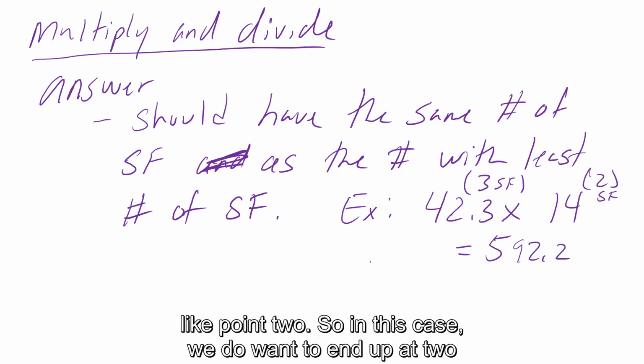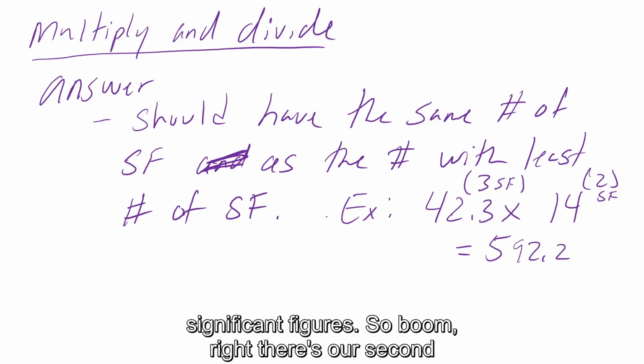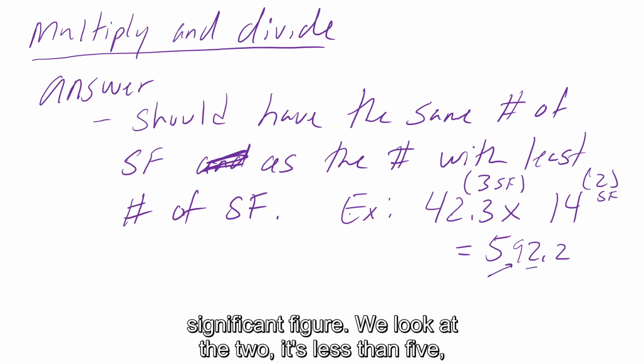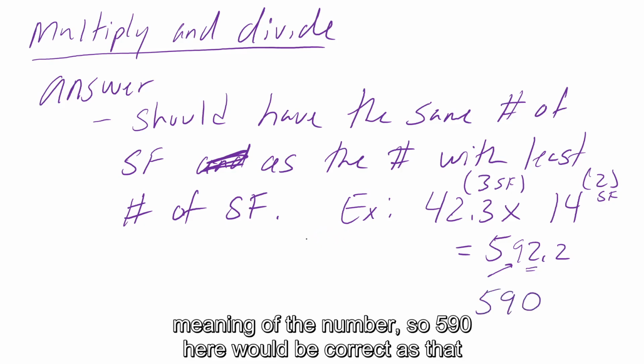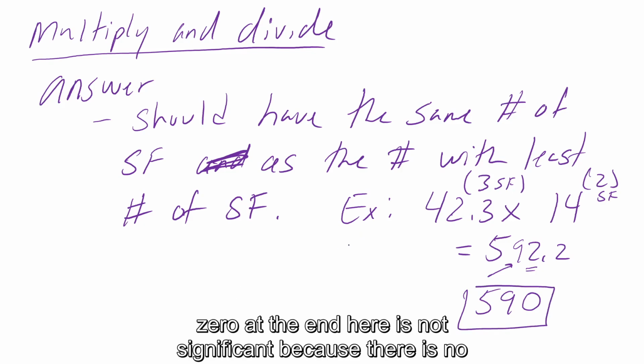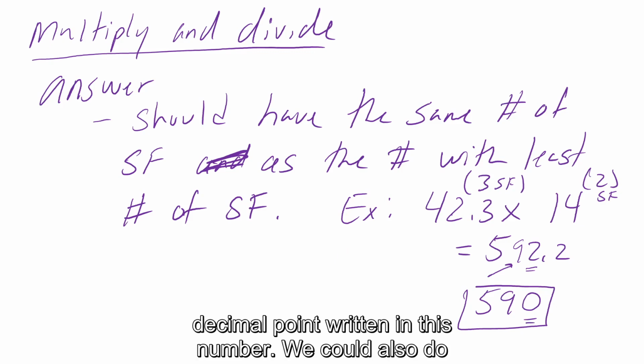So in this case, we do want to end up at 2 significant figures. So boom, right there's our second significant figure. We look at the 2, it's less than 5, which means we drop it. Remember, we cannot change the meaning of the number, so 590 here would be correct, as that 0 at the end is not significant because there's no decimal point written in this number.